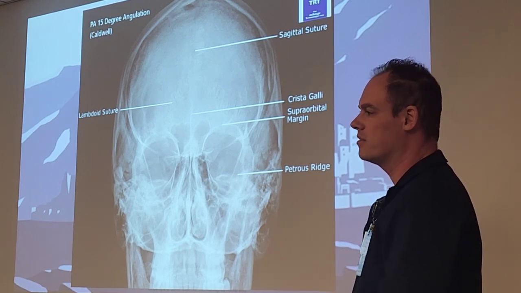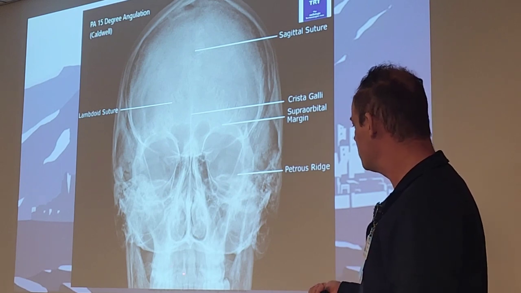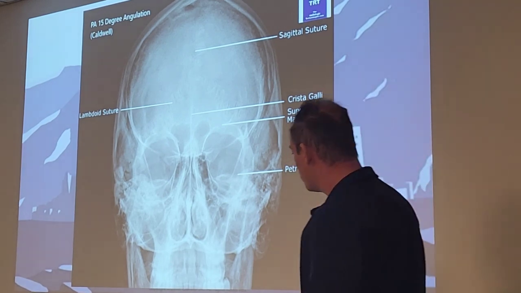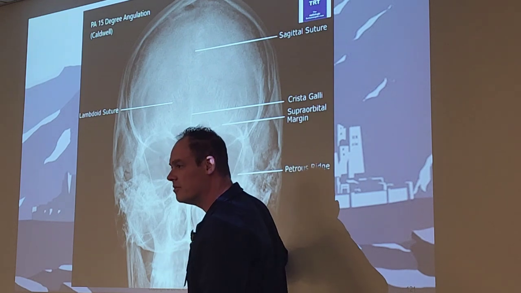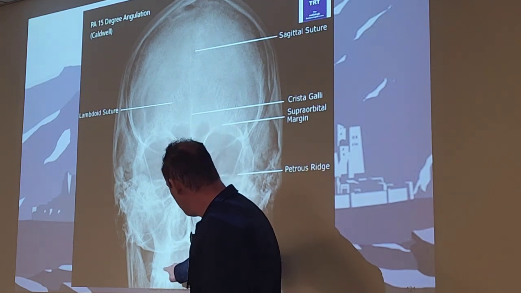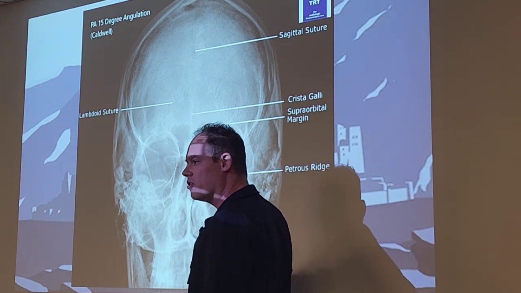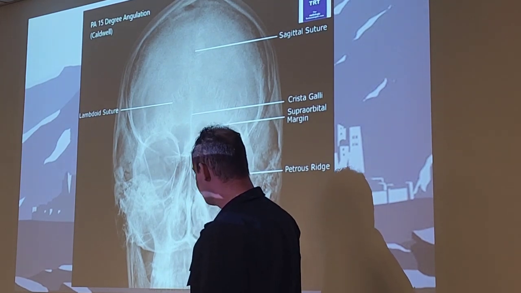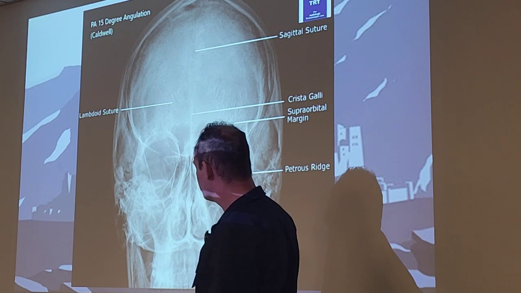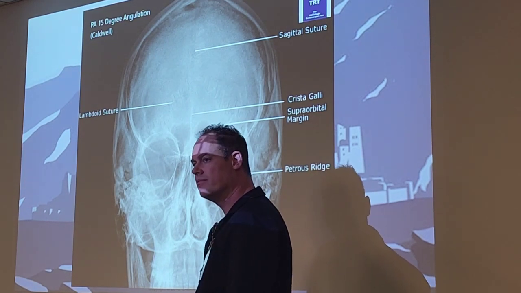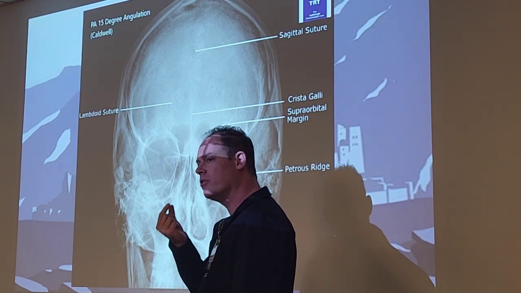Where is it again? The alveolar processes? It's just right in between. Right here, this is your maxillary bones. You see the teeth? Basically where you see the roots of the teeth, that's your alveolar processes. Is the gomphosis the portion where the roots are hooked into the gums? Yeah.